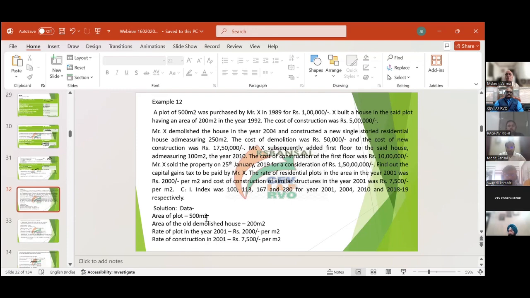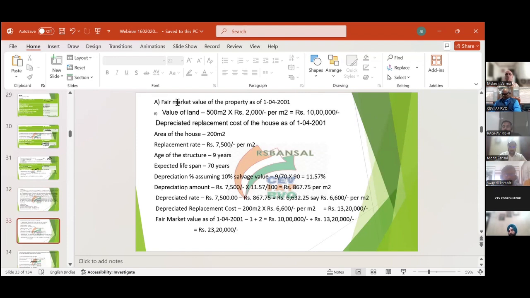Area of the plot 500 square meter. Area of the old demolished house 200 square meter. Rate of the plot in the year 2001 2,000 per square meter. Rate of the construction in 2001 7,500 per square meter. See here, first you calculate what was in 2001.